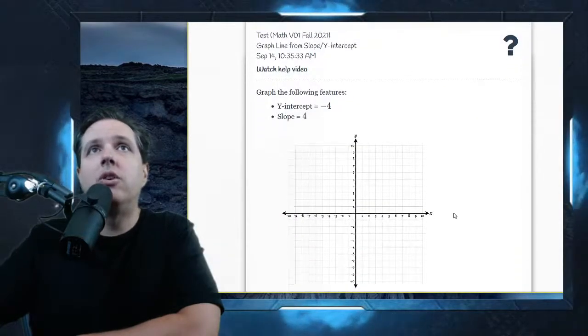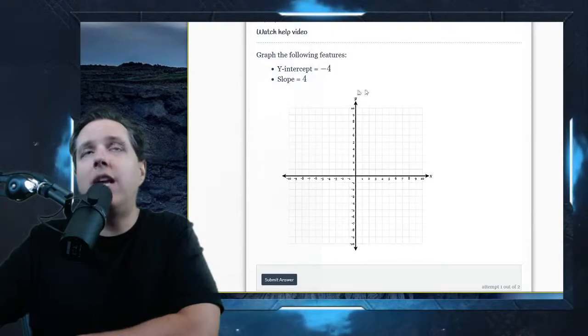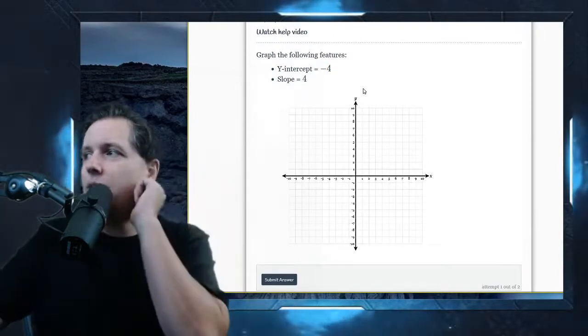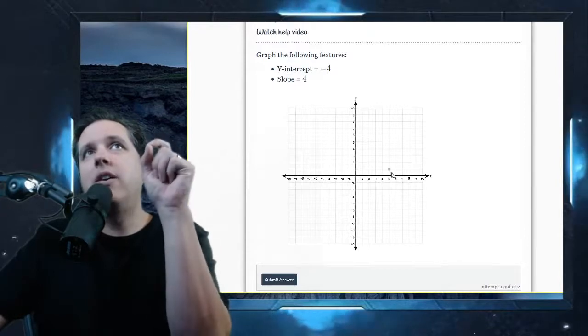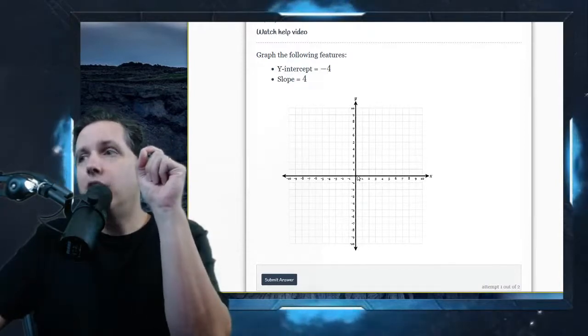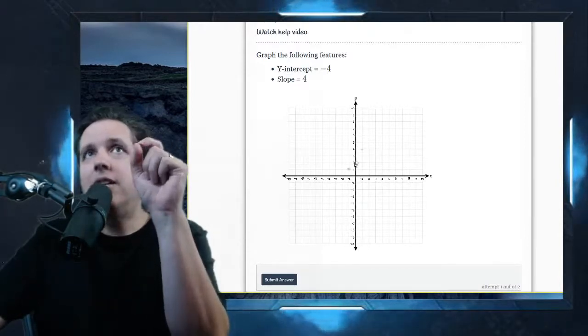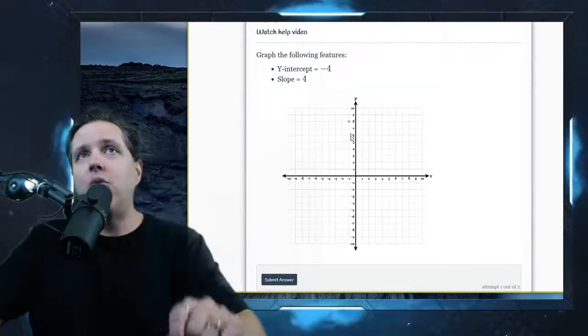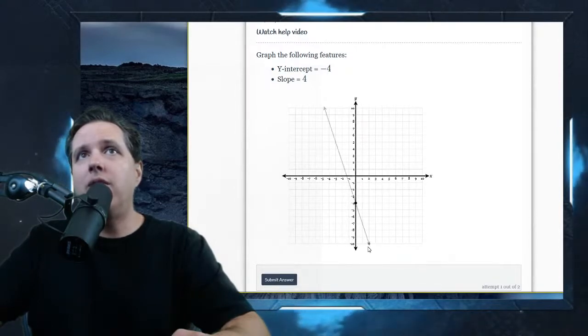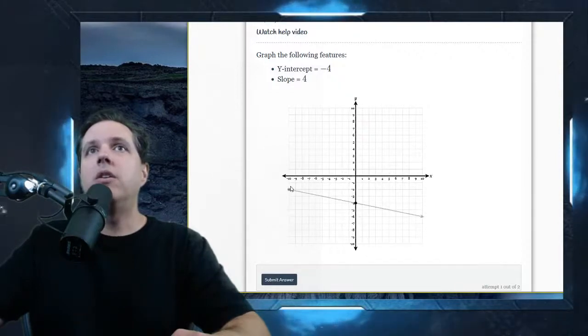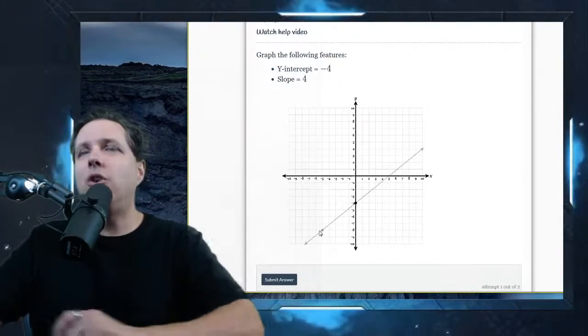Okay, so graph the following features. A y-intercept. So remember that. What did I say a y-intercept was? A y-intercept is where the graph that you're graphing intersects with the y-axis. So the y-axis, remember, is this vertical one. So this is saying our graph intercepts it at -4. So we go to -4. I'm going to put a point there.